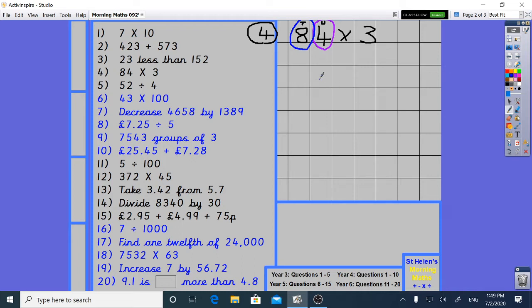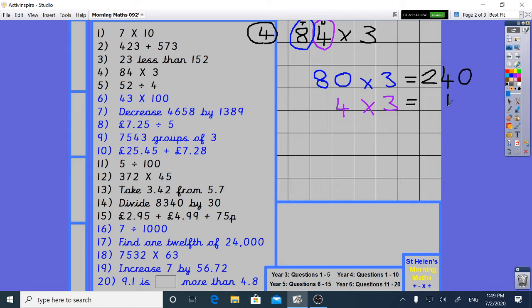So blue is 8 tens, 8t, 80. Blue part is 80 times 3. I'm also going to do, for the units, 4 times 3. And then I'll have 2 answers, which I'll add up at the end. Let's go. 80 times 3. 8 times 3. 8 and 16, 24. 8 times 3 would be 24. But this has a 0 here, so 240. 4 times 3 is 12.